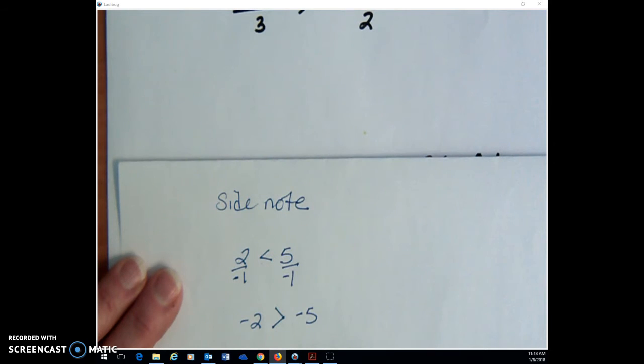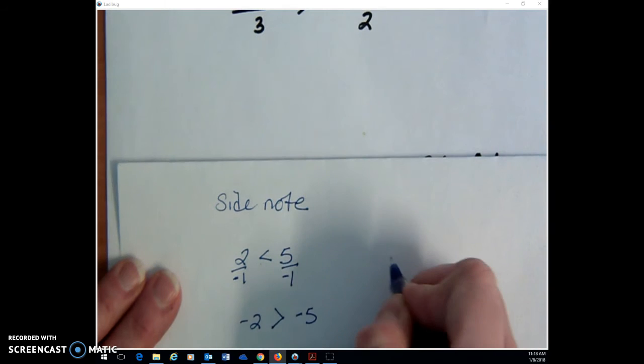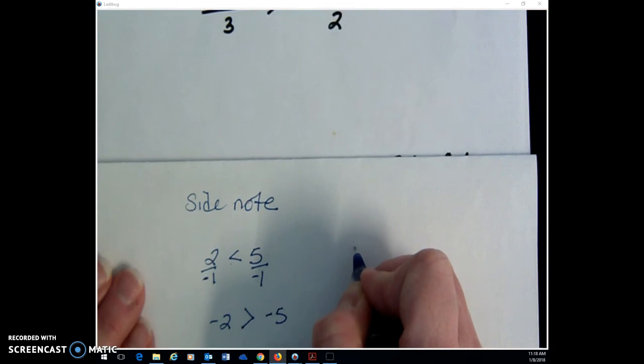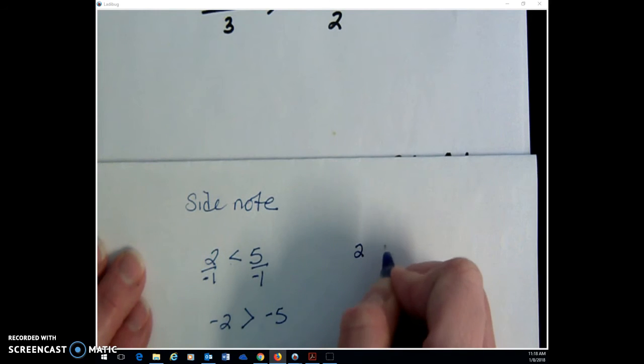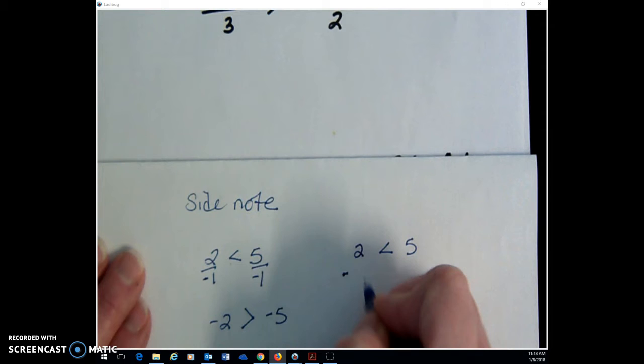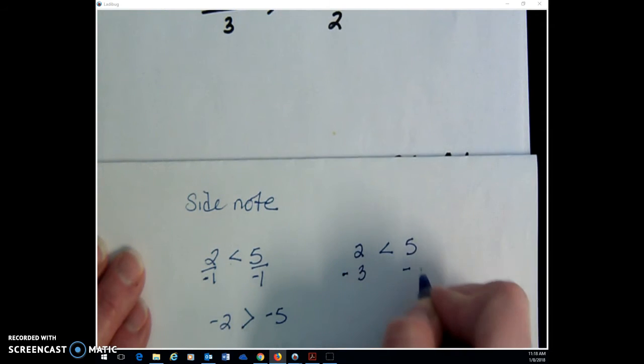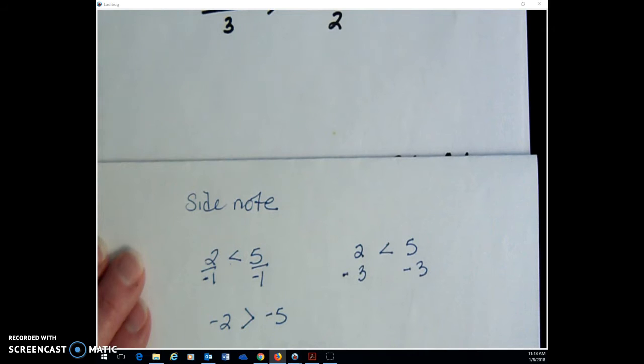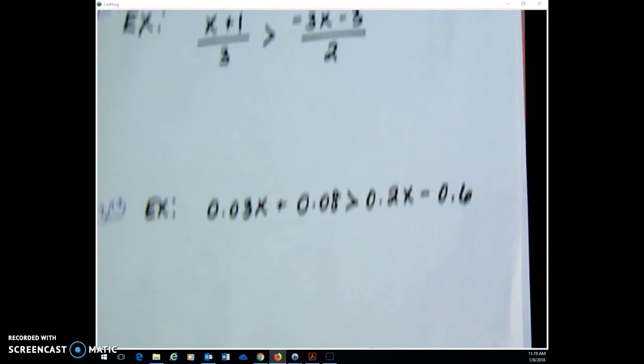If I were to add or subtract something, it's fine, even if that actually does change the sign in the process. Like if I were to have 2 is less than 5, and I subtract 3 from both sides, or add negative 3, we can look at it both ways. Then I'm going to end up with a negative 1 and a 2. And if I just carry that down, see, that is still a true statement, so it works. Let's get back to our problem.